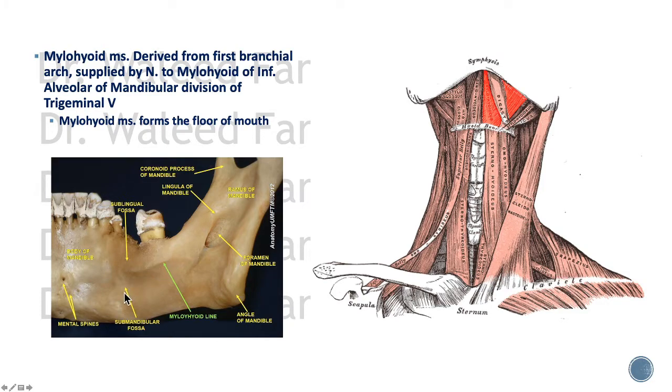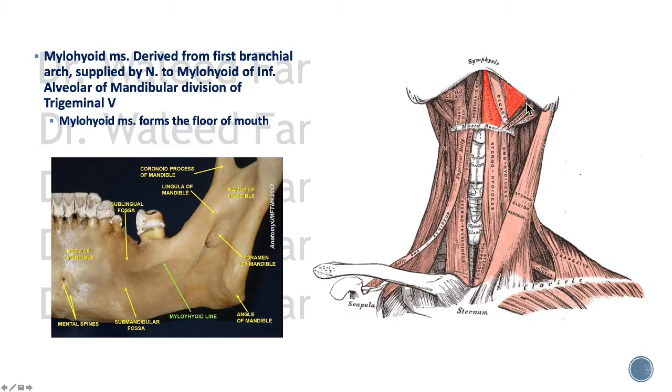It descends and goes medially this way to insert itself in the upper border of the body and greater cornu of the body of the hyoid bone. See that? This is the mylohyoid. Of course, I told you that the mylohyoid is the floor of the mouth.